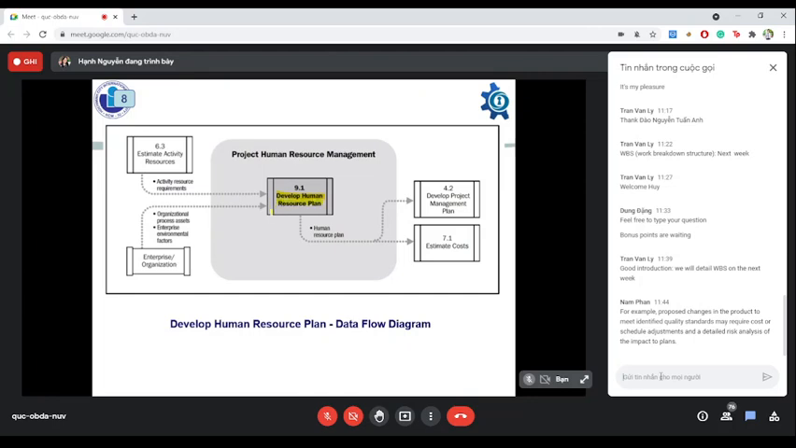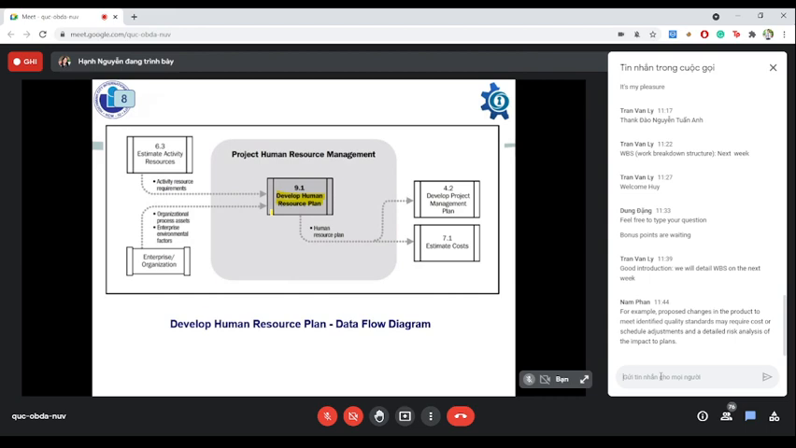Develop human resource plan is the process of identifying and documenting project roles, responsibilities, required skills, and reporting relationships, and creating a staff management plan. Human resources planning is used to determine and identify human resources with the necessary skills required for project success. The human resources plan documents project roles and responsibilities, project organization chart, and staffing management plan, including the timetable for staff acquisition and release. It may also include identification of training needs, team building strategy, plans for recognition and reward programs.